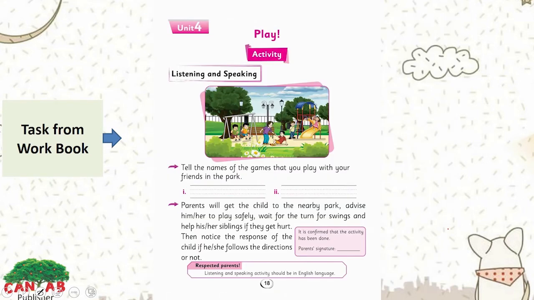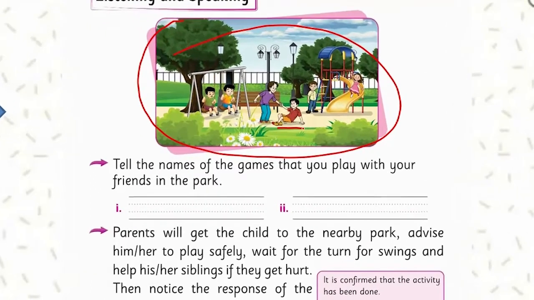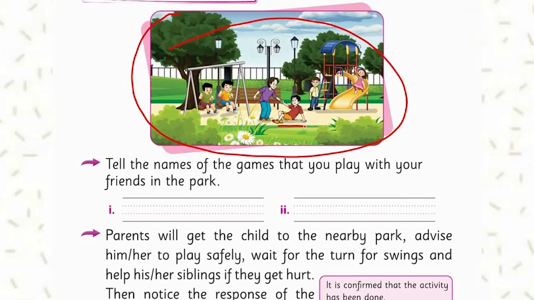This is your another task from workbook, page number 18. We have a listening speaking activity here. As you can see the picture of a park, the children are playing, and this one is here is holding the hand of his mama. Tell the names of the games that you play with your friends in the park. You have to just name 2 games which you play with your friends in the park.